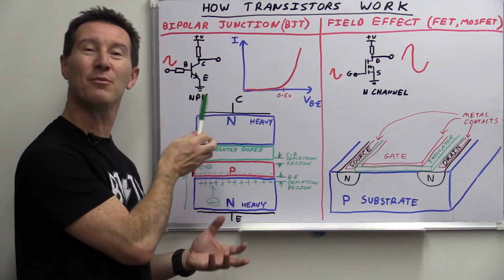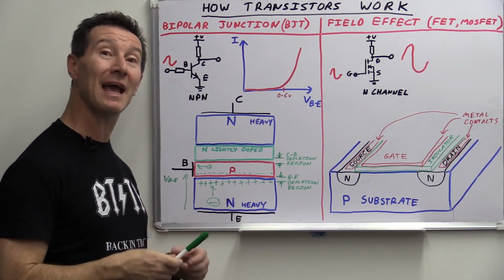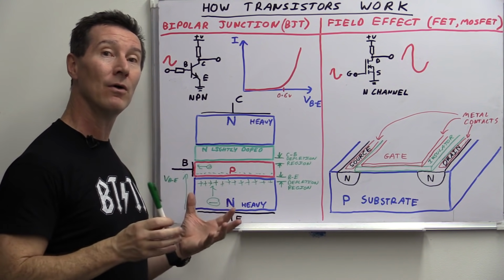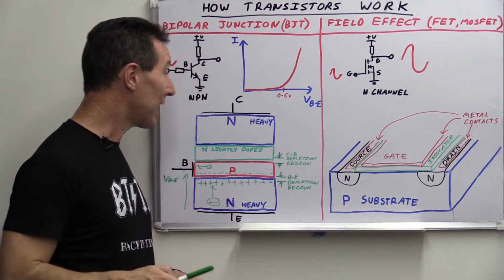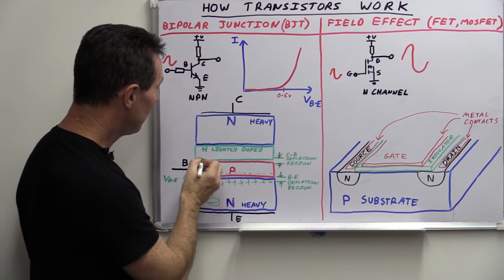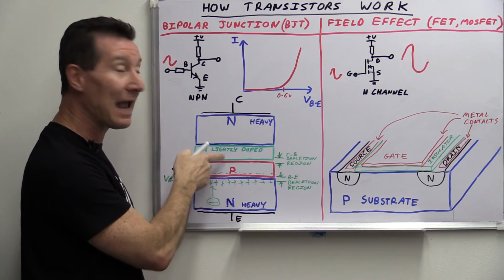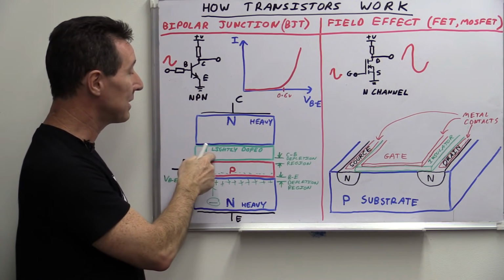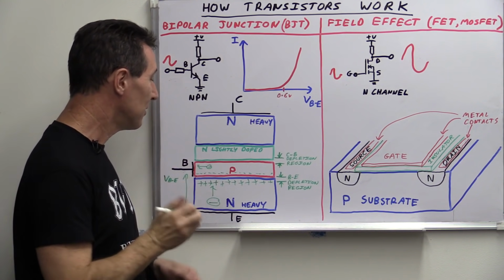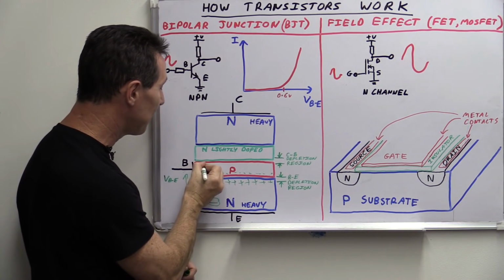We haven't done anything with our collector yet. It's just been sitting there unconnected. Let's now connect it up, or let's not actually. When it's unconnected, the same thing happens. We've got a P and an N junction here, whether it's lightly doped or heavily doped. Doesn't really matter. We get exactly the same thing here.